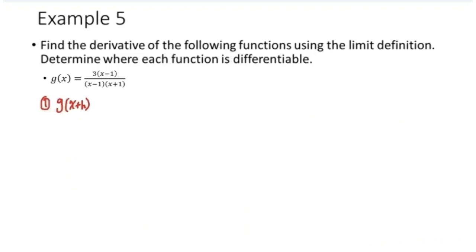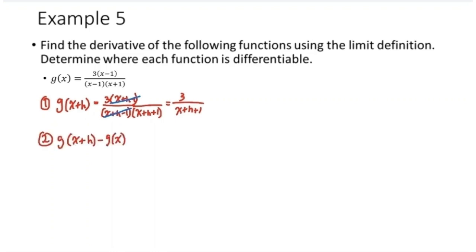We'll begin with step 1, finding g of x plus h. After replacing x with x plus h in g of x, we get 3 times (x plus h minus 1) all over (x plus h minus 1) times (x plus h plus 1). Observe that x plus h minus 1 is a common factor in the numerator and denominator, so we'll cancel them out, and we're left with 3 over x plus h plus 1.